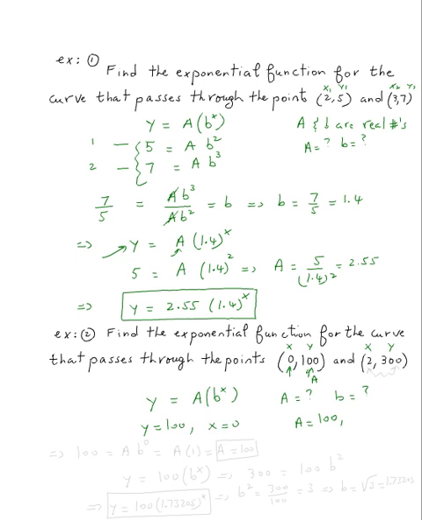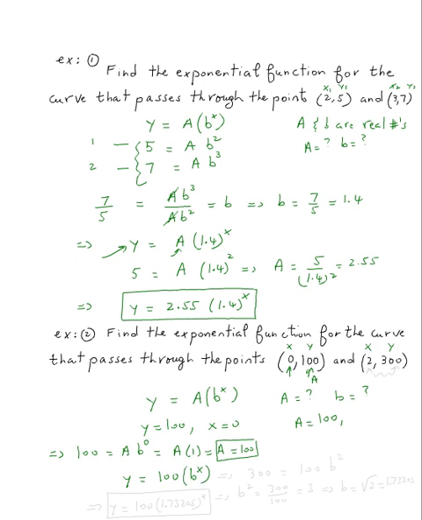So let's just plug them in. This means that 100 is equal to a times b to the 0. But b to the 0 is just 1. So this is a times 1, and a times 1 is just a. So a is equal to 100. Pretty easy. Now that we know a is equal to 100, plug it back in. y equals 100 times b to the x. And all we need to do is find b.